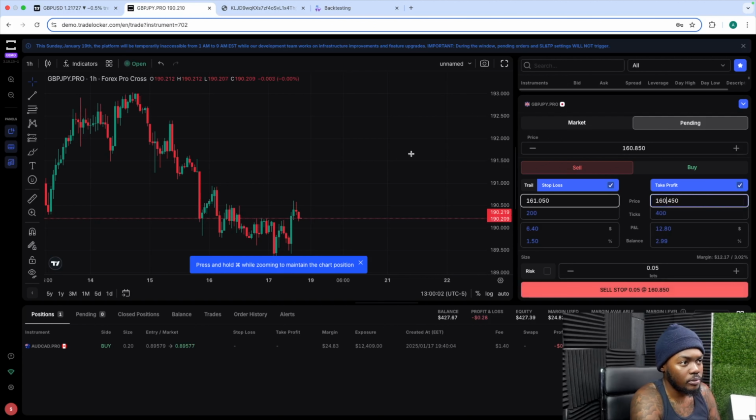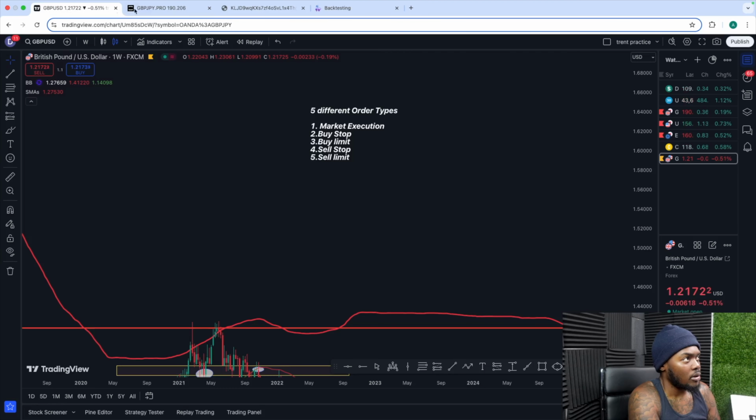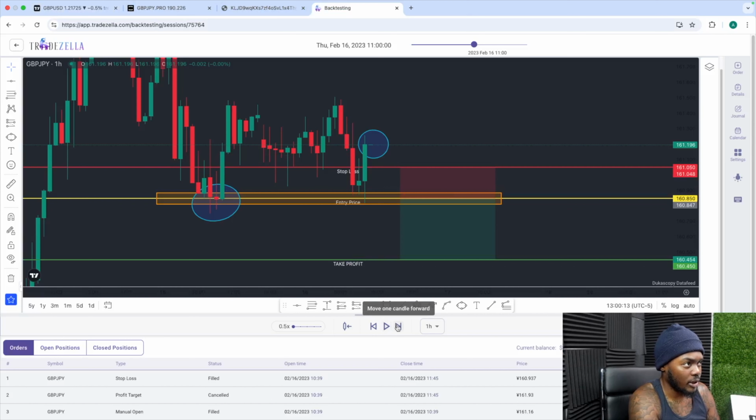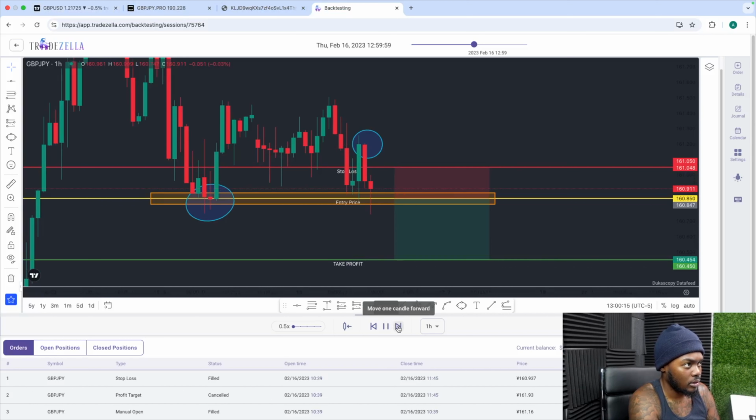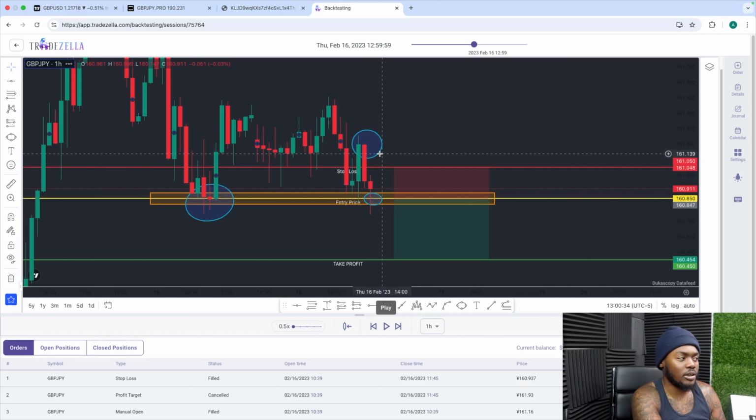So with that being said, that is a sell stop, and price comes back down, and at this moment is where price would actually enter me into the trade. So I've manually put the trade in at 10 a.m. but my entry didn't get executed until 12 p.m. So this is the whole point and reasoning when it comes to actually executing a trade.